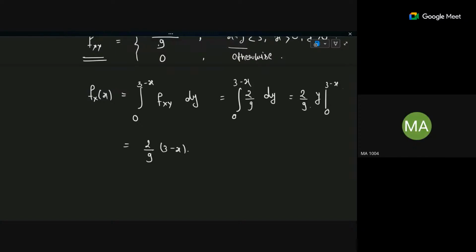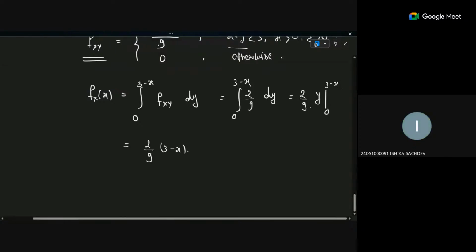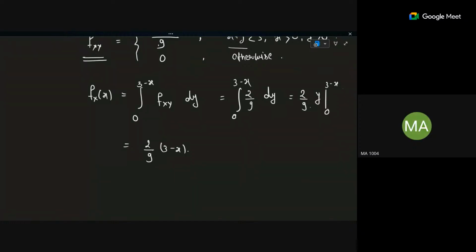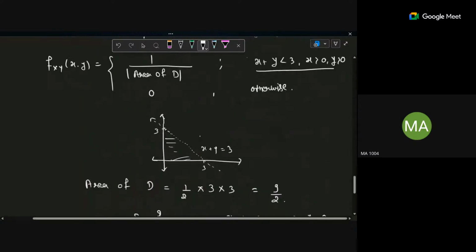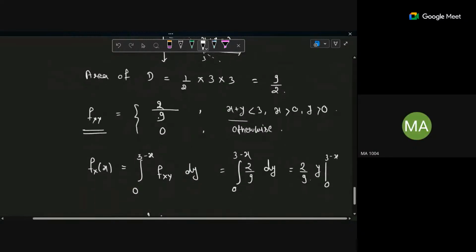Ma'am, which slicing do we do for the marginal of x? Vertical. When we calculate the marginal, at that time you do not need this. The surface integral will not be used here. You can directly integrate it. There is no role of the strip here, except when you want to understand the limits.